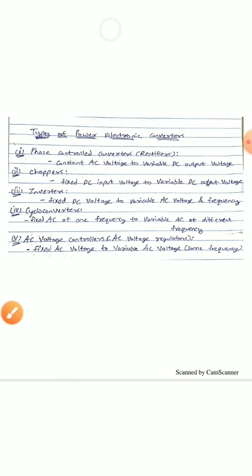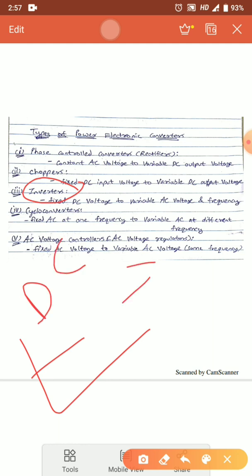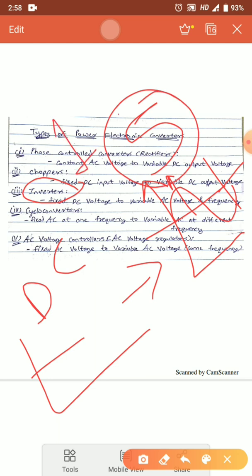The third type of converter that we have, we call inverters. Inverters do nothing but convert a DC quantity into a variable AC quantity. Here the AC output voltage can also be varied, that is, the magnitude of the AC can be varied, and also the frequency. For example, in 5 seconds if I am having one cycle, I can increase this to 2 or I can decrease this to half as well. That is, I can increase or decrease the frequency of the output voltage, and also change the voltage level of the output AC quantity.